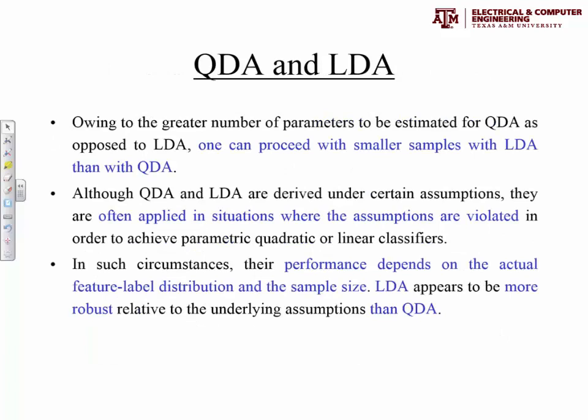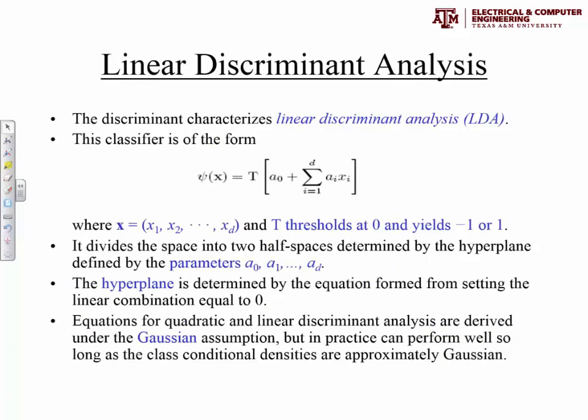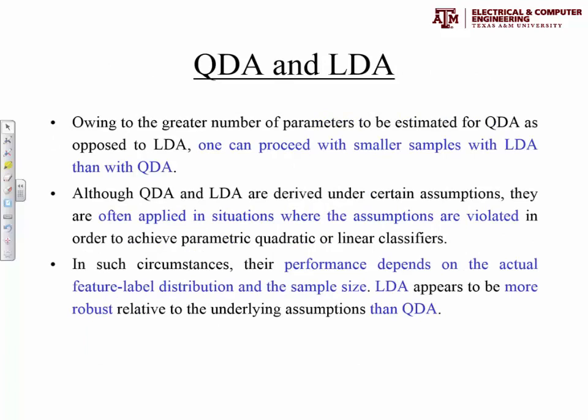Now, if you're looking at the QDA, quadratic discriminant analysis, that has got more parameters because you have both the mean and you also have the covariance. So it'll have many more parameters. So if you have a small sample size, you're probably better off going with LDA, because it'll have fewer parameters. So, owing to the greater number of parameters to be estimated for QDA as opposed to LDA, one can proceed with smaller samples with LDA than with QDA. Although the Gaussian assumption may not be satisfied, with LDA you have to learn a lot fewer parameters.